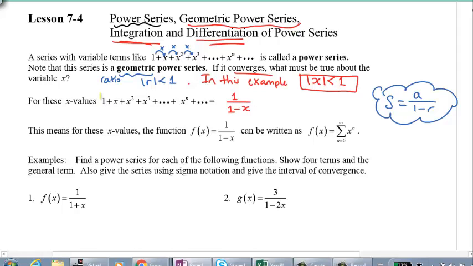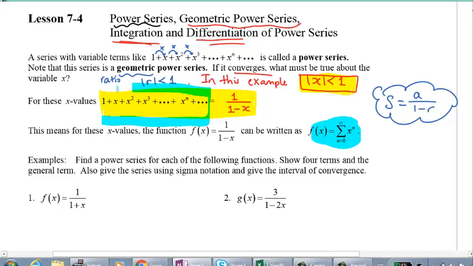So this fact I want you to memorize, that the power series of 1 plus x plus x squared all the way to the end, to infinity, is just equal to 1 over 1 minus x. And this is true when the absolute value of x is less than 1, okay? Now, that means this function f of x equals 1 over 1 minus x can be written as a power series. And this over here that I'm going to highlight in blue is just a shorthand way of writing out all of these terms here, okay?